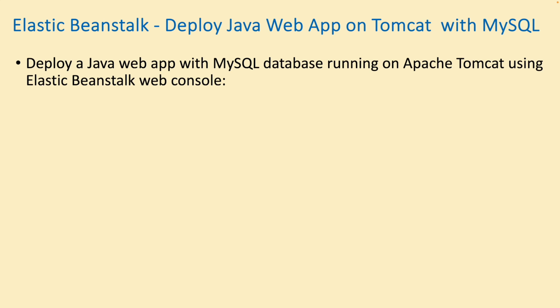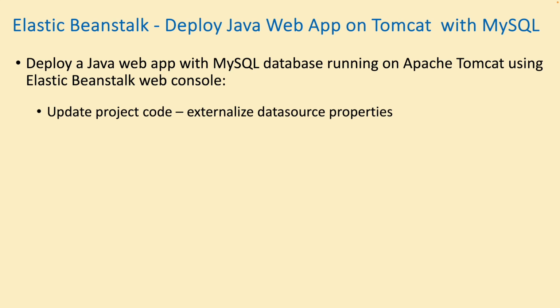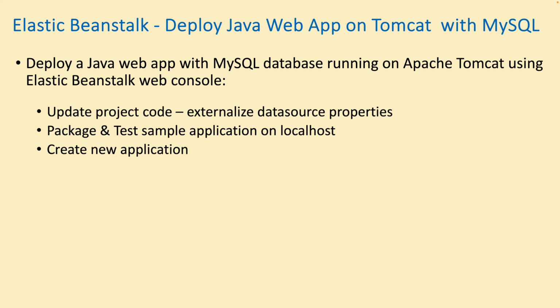Throughout this video, I'd like to share with you how to deploy a Java web application with MySQL database running on Apache Tomcat server using Elastic Beanstalk Web Console with the following steps. Update project code to externalize data source properties, package and test the sample application on localhost. Create new application using Elastic Beanstalk Web Console.